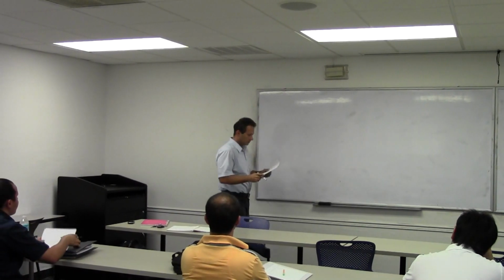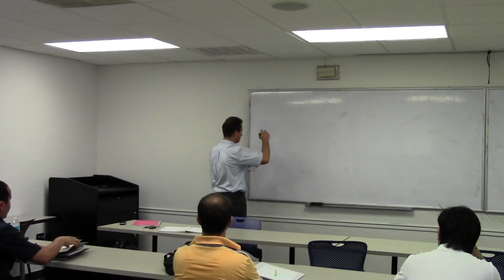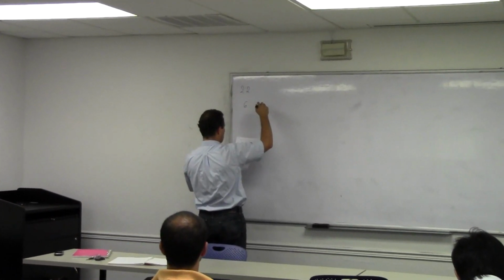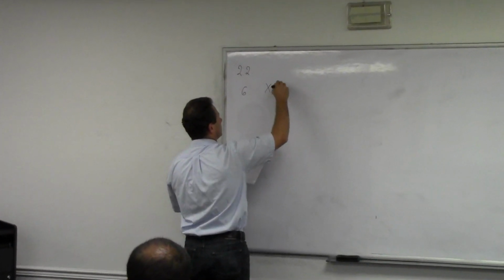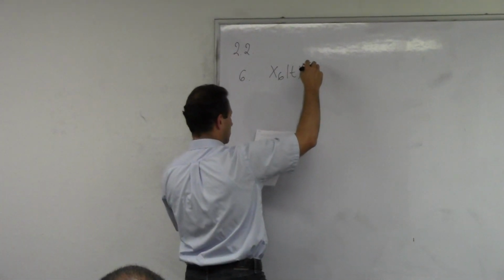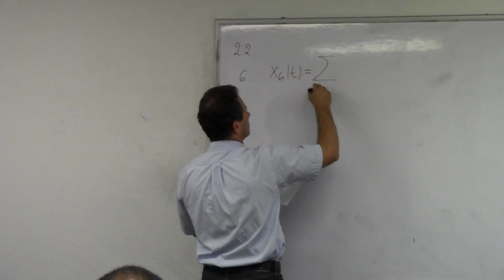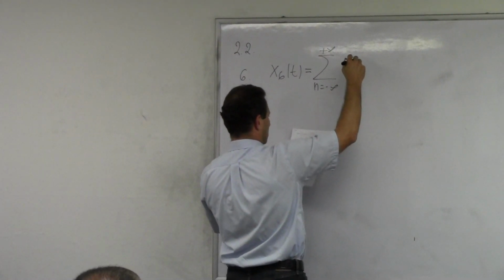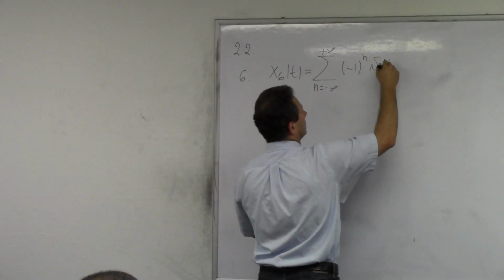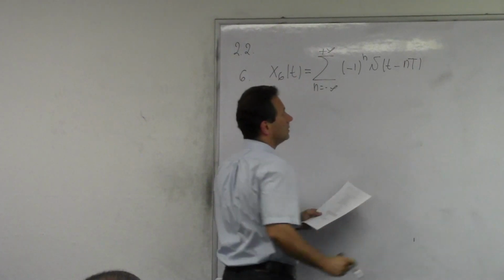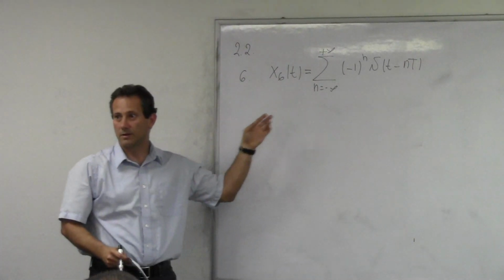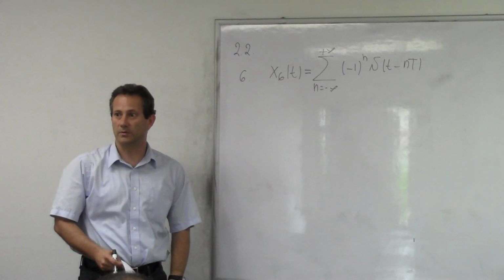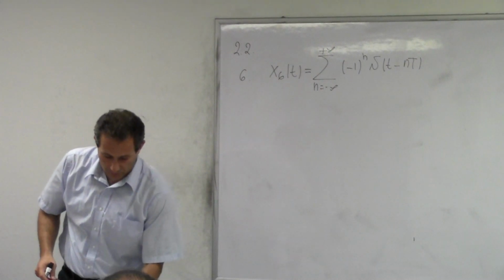So this is: determine the Fourier series expansion of the following signal. So this is 2.2 and 6. And the signal here is, I thought we went over this one, didn't we? x6 of t is the sum when n goes from minus infinity to plus infinity, minus 1 to the n, delta of t minus nT. No, we already did. We did this one. If you go to the lectures before, we did this one. I can do it. It's really easy.